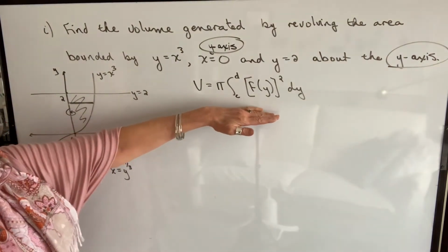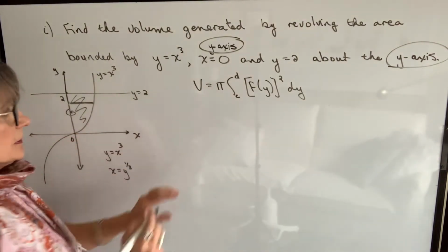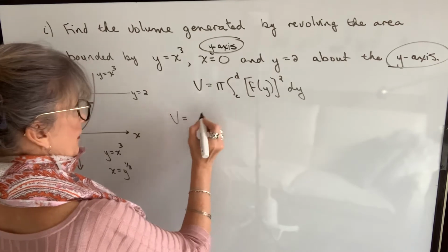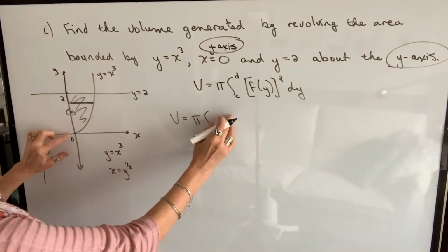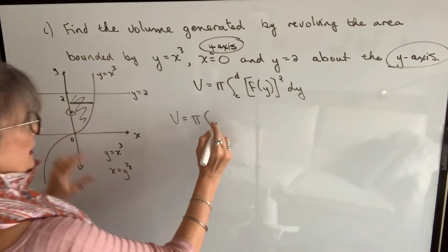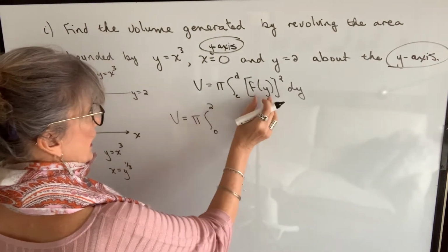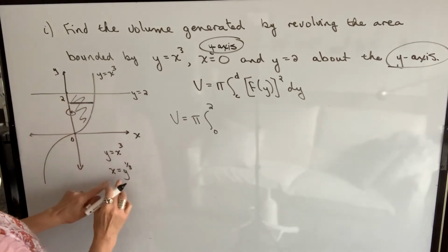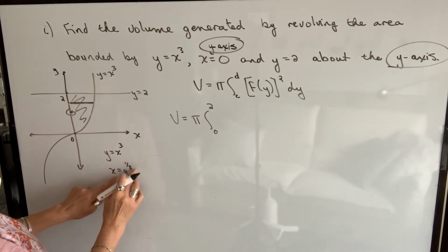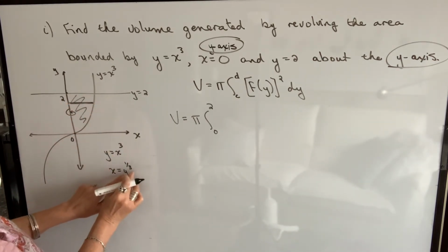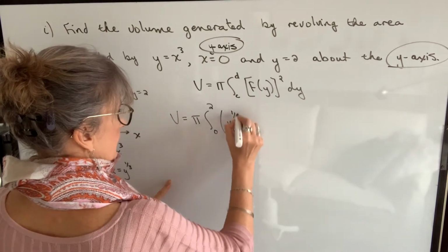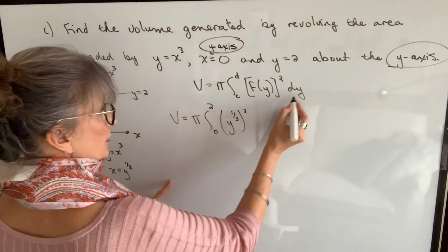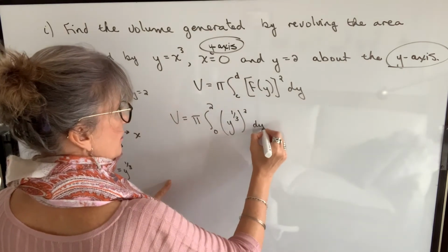Here's our formula for finding the volume in this situation. So we just plug in our particular numbers and functions. So it will be from c is 0 and d is 2. F of y is y to the 1/3. This is the x value, which is described as y to the 1/3. So y to the 1/3 squared, the radius is squared, times the height, dy.